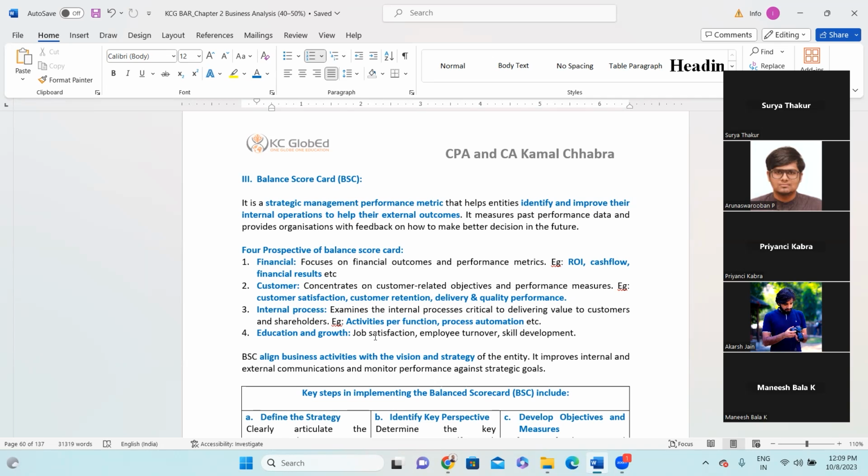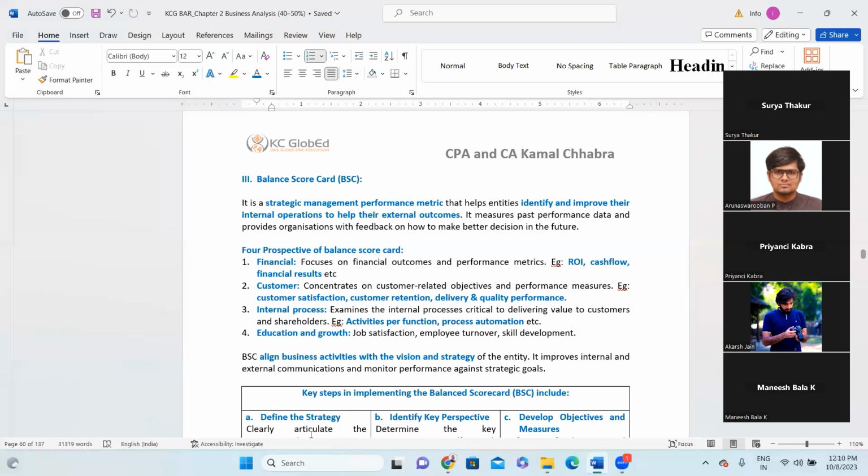Based on that, they identify your strengths, your weaknesses, your areas of improvement, and accordingly give you a recommendation or reward based on your performance, right? All these things come from the balanced scorecard strategy. It is a strategic management performance metric that helps an entity identify and improve its internal operations to help its external outcome. So whatever external outcome you want to achieve, for that you need to make internal improvements, right? It measures past performance data and provides the organization with feedback on how to make better decisions. So it's a decision making tool for the organization.